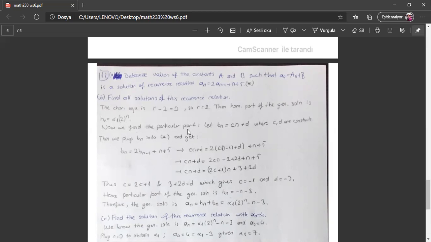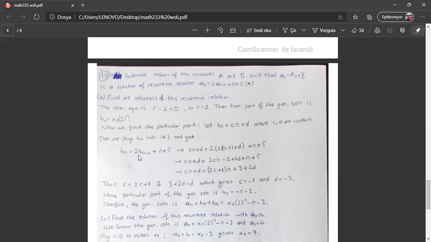For the particular part, we write b sub n equals cn plus d. Why do we do that? Because here we see the particular part is n plus 5. So this particular part of the general solution should look like this. That's why we write cn plus d. So we need to find this c and d. How do we find it?